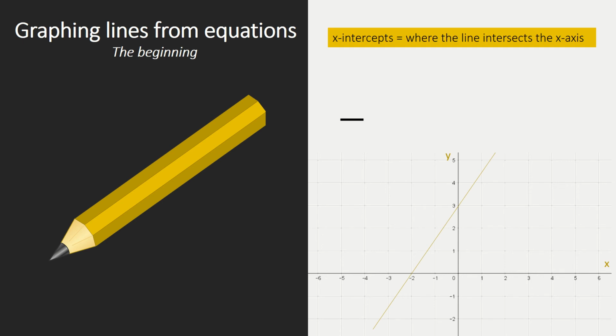If we draw a line, we need to know what the x-intercept is, and that is where the line intersects with the x-axis. So that's over here. This is called the x-intercept. Please make sure that you write this down in your notebook. The y-intercept is where the line intersects the y-axis, so it's over here. It's called the y-intercept. These two definitions are really important for next lessons to really graph lines from equations.